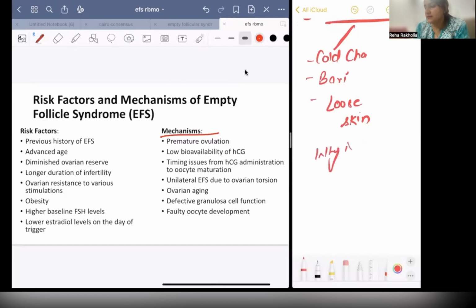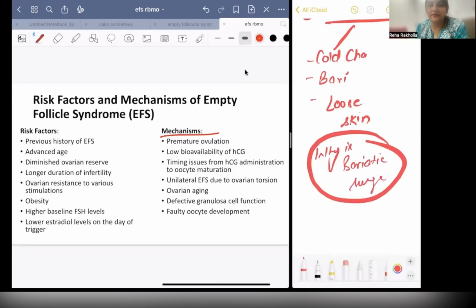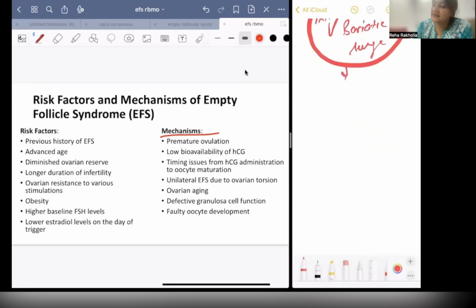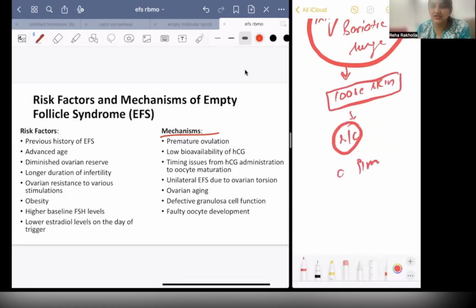Why in bariatric surgery will there be low bioavailability? Because after bariatric surgery, there will be loose skin. So subcutaneous injection does not work. So we give an IM injection for that reason.